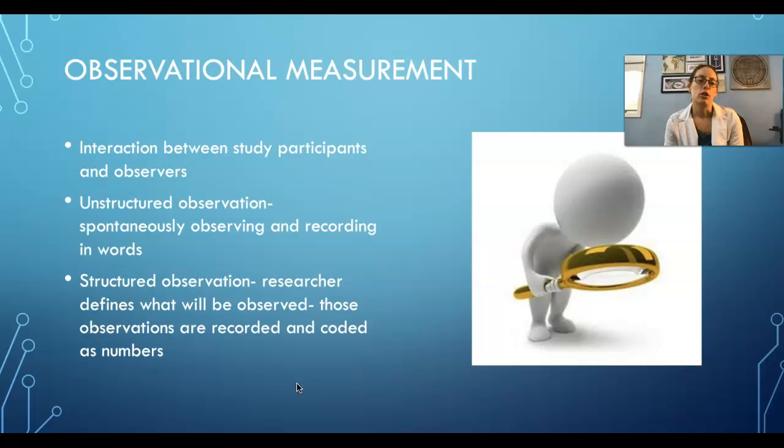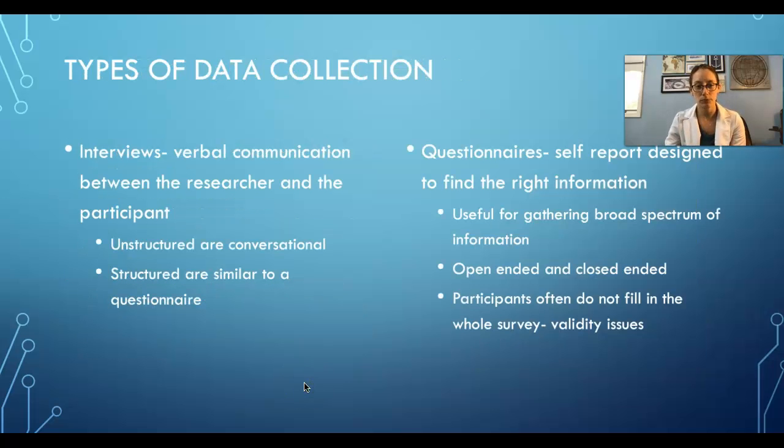Then we get to observational measurements. So that's the interaction between study participants and observers. So unstructured observation is just spontaneously observing and recording in words. Structured observation occurs when the researcher defines what's going to be observed exactly, and then those observations are recorded and they're usually coded as numbers. So it's a little bit more scientific.